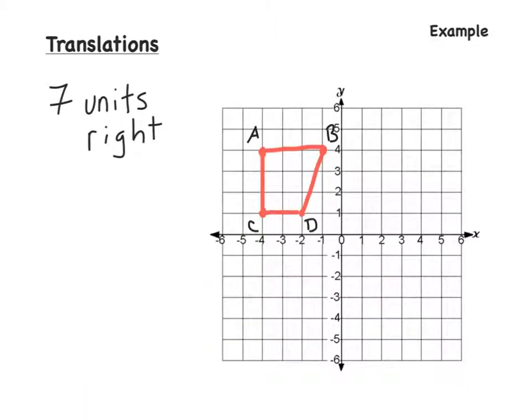So we're going to focus on translations. Remember, with translations, the one word that you can think of is that it's going to slide. It's going to stay the same shape, same orientation, it's just going to slide. So, in this example, I want to slide this figure 7 units to the right.